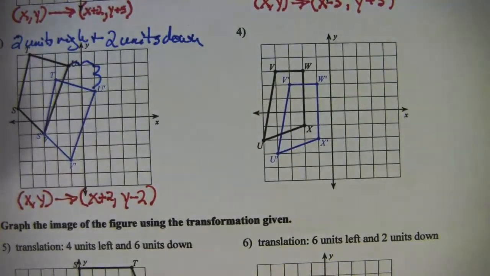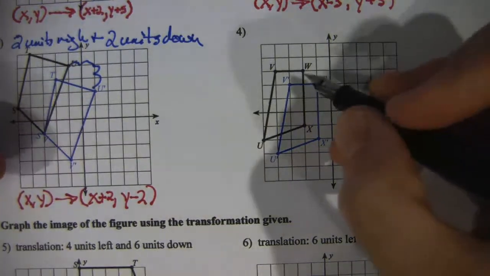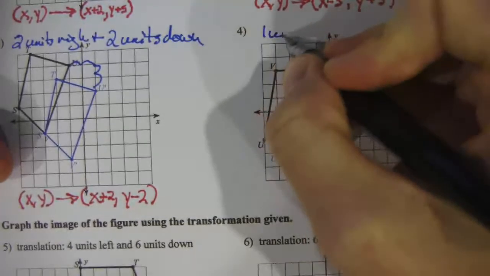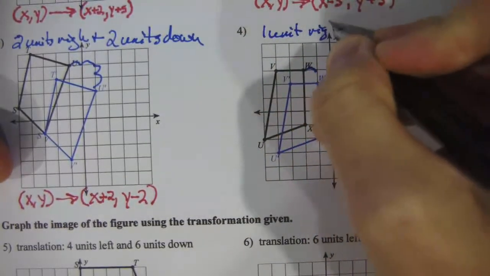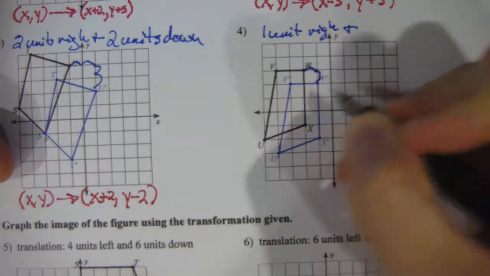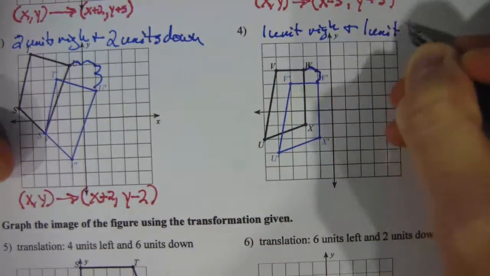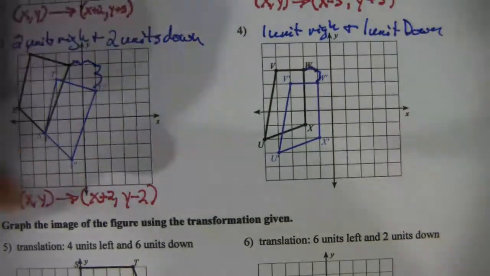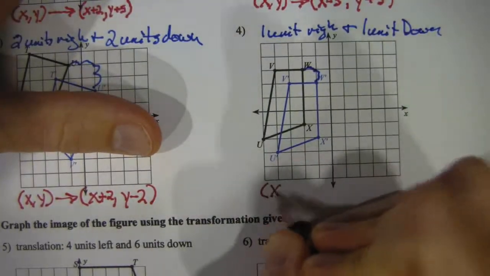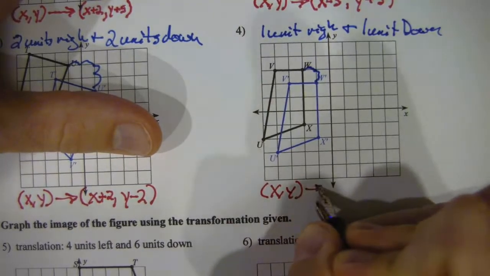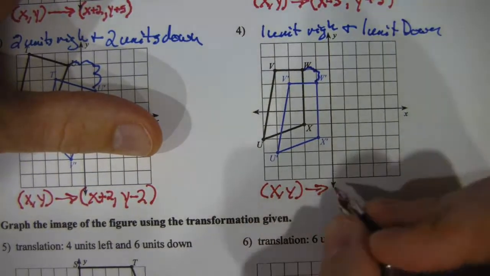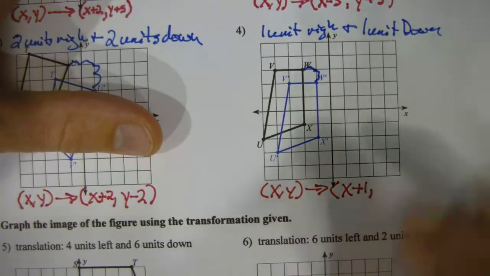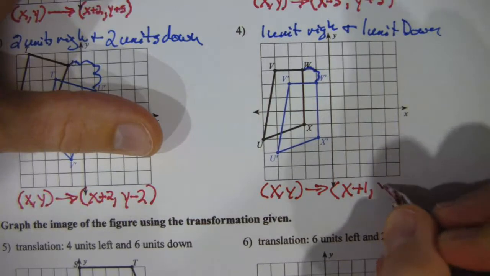This one, let's look at point W. All right, so it looks like I'm going to go right 1. So let's see, 1 unit right, and then it looks like 1 unit down. Right? Let's write out our coordinate notation for that. If we're going to go 1 unit to the right, there we go. So our original pre-image now to the new image. If we go 1 unit right, that's an addition issue. So x add 1. And then if we're going to go 1 unit down, that's going to be y subtract 1.